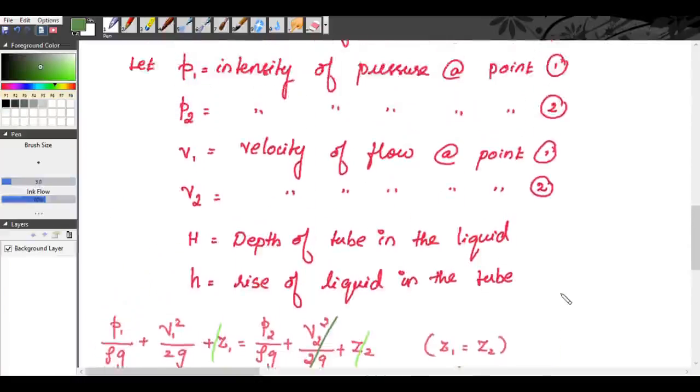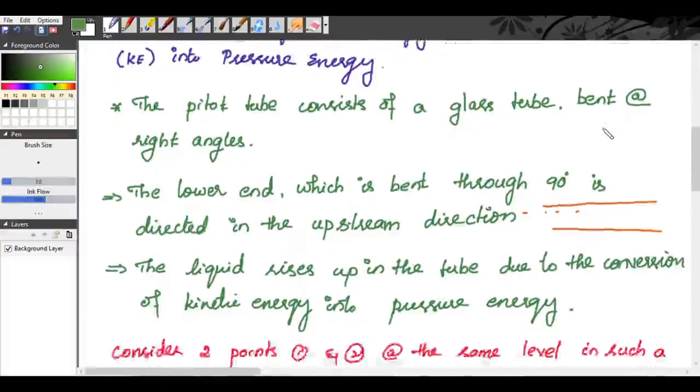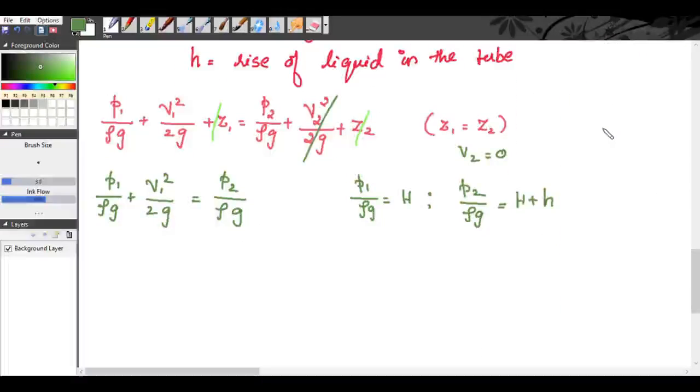You can see this in the diagram. Anywhere far away from this point, the pressure head is H. This is your datum line. At this point, because the velocity becomes 0, the pressure head becomes H plus h. Now we will substitute H and H plus h in this equation.